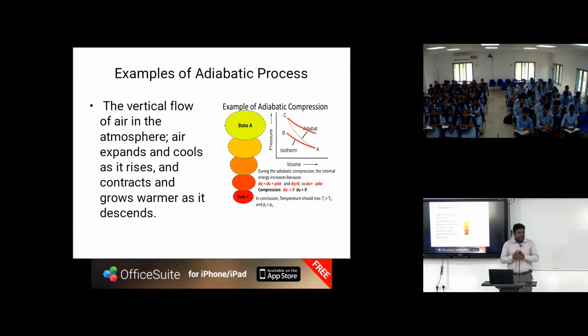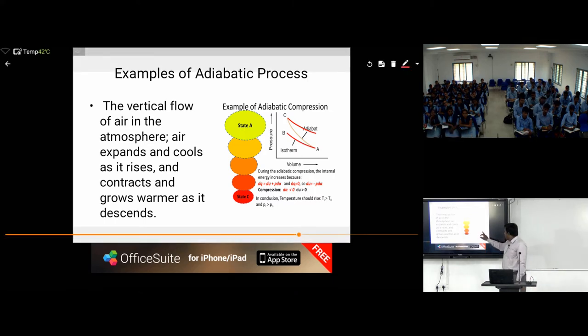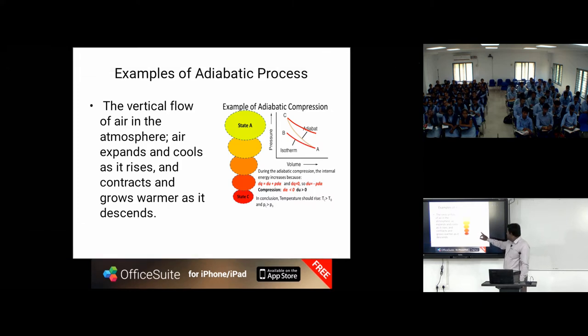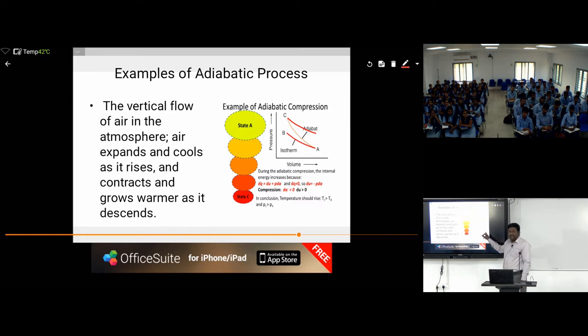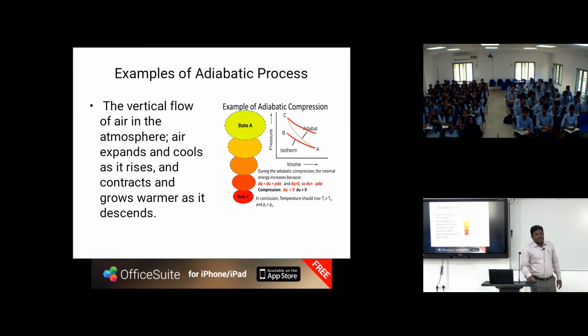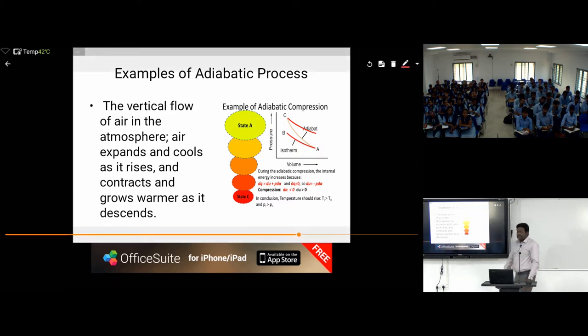Now, in compression what happens? Volume decreases. That means dU is equal to minus of minus PdV, that is, dU is equal to PdV. Since in compression the volume change is less than 0, internal energy increases, and temperature also increases. In adiabatic compression, temperature increases. How does it increase in the case of air flow? When air moves from a higher level to a lower level, it compresses, the volume decreases, and hence internal energy increases.